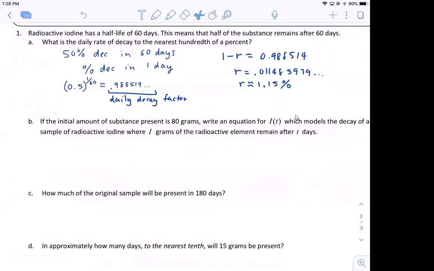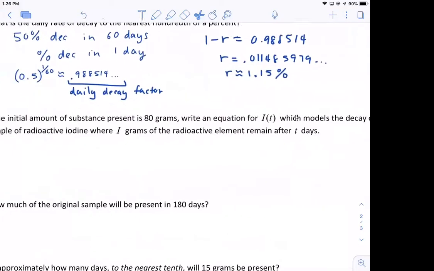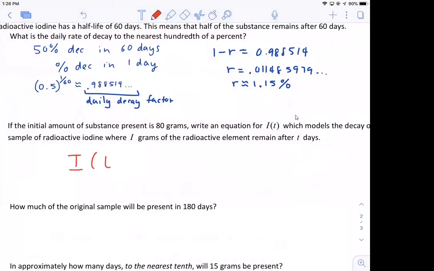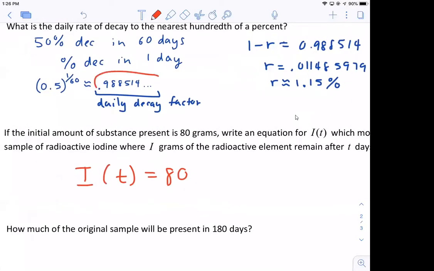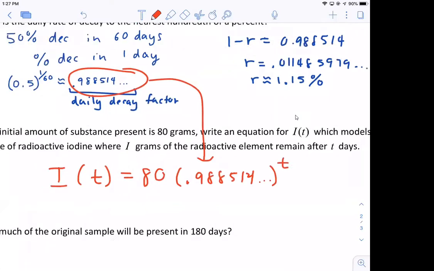If the initial amount of the substance is 80 grams, write an equation for this function which models the decay of a sample of radioactive iodine where I grams of the radioactive element remain after T days. So the amount of iodine is going to equal the initial amount, which is 80, times my daily decay factor, which was 0.988514, to the T power.